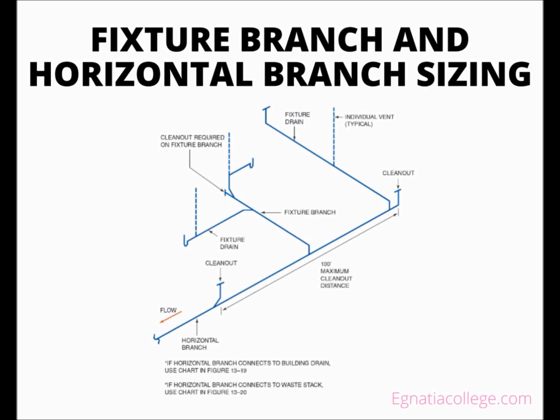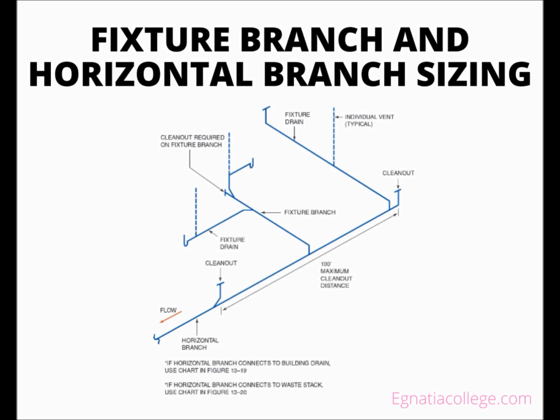A fixture branch and a horizontal branch are often categorized as the same pipe, depending on the complexity of a piping configuration. From a sizing standpoint, they use the same approach, which is to calculate the DFU load the branch serves. Some branches are connected to a waste stack and some to a building drain. Unlike a fixture drain, the branches require a designated cleanout and cannot be served by removing a fixture or trap.